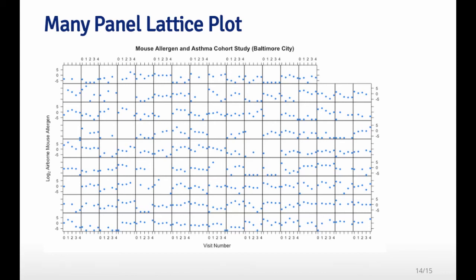And so you may or may not want to follow up on some of these patterns depending on what exactly you're interested in. And so you can see that with essentially 1 or 2 function calls, you can make a massive plot like this, look at a lot of data without having to go through a lot of code. And so that's part of the power of the lattice system, which lets you look at a lot of data as long as they're formatted in certain ways. So again, this is the relationship between the visit number and the log airborne mouse allergen levels by subject. And so this is a very quick way to summarize all the data in this study.